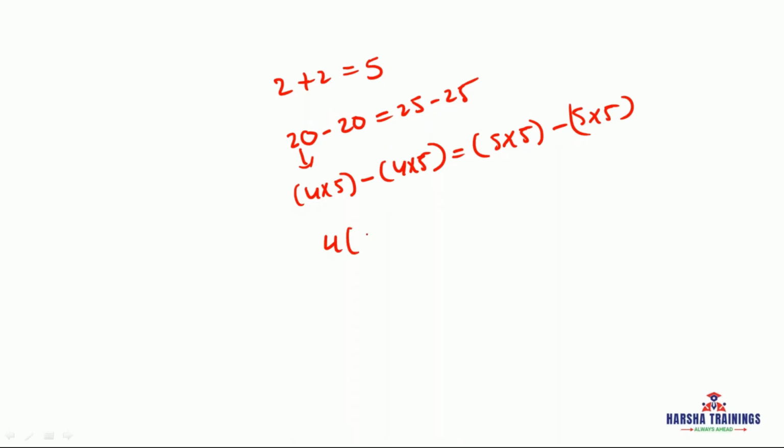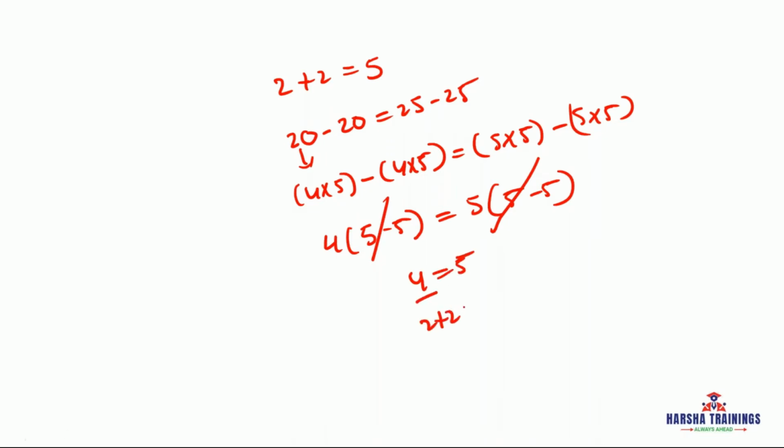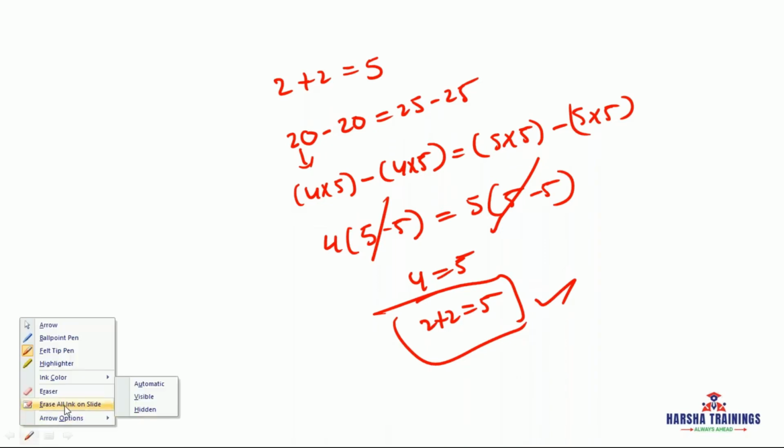So here is common 4. So 5 minus 5 is equal to, here is common 5, 5 minus 5. So minus 5 is cancelled, right? Okay. So then 4 is equal to 5. 4 can be written as 2 plus 2 is equal to 5. Clear? Just for fun maths, guys. So can you prove 100 is equal to 6?